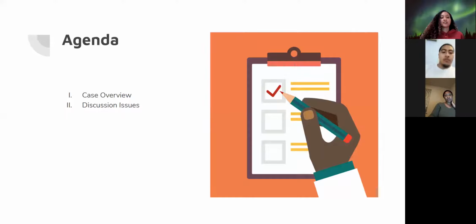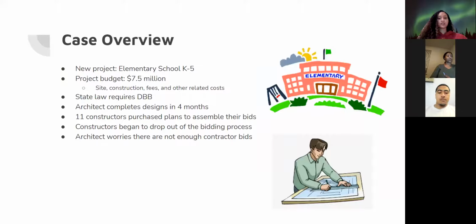So our agenda for the presentation today will be going over the case overview and the discussion issues. For the case overview, we have a new project for an elementary school, kindergarten through 5th grade. The project budget is $7.5 million, which includes the site, construction, fees, and other related costs. State law mandates that they use design, bid, build.